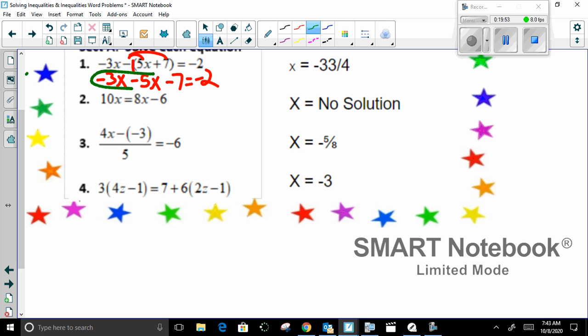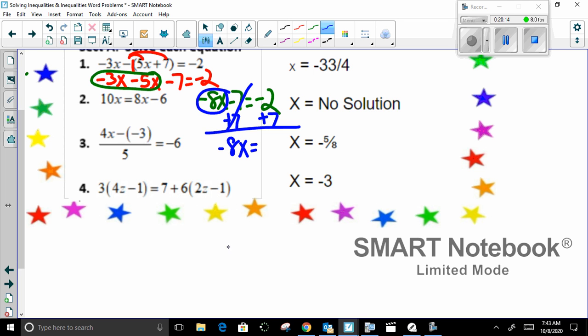Now I have like terms on this left side. That gives me what? Negative 8x. So negative 8x minus 7 equals negative 2. I cannot touch negative 8x till I get rid of minus 7, so do the opposite, add 7. So negative 8x equals negative 2 plus 7 is 5. To finish getting x by itself, divide by negative 8. Kind of looks funny because it's a fraction, but it looks like it matches with this one. So this one goes with number 1.